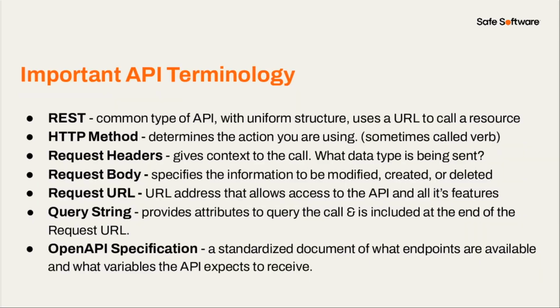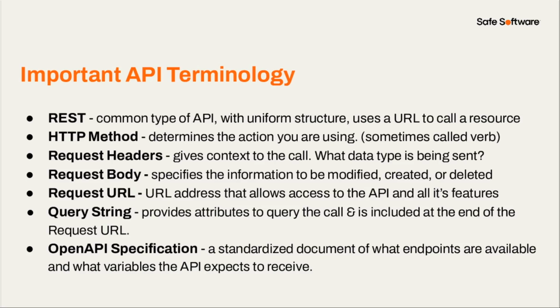So I'll go over some important API terminology. So REST is a common type of API with uniform structure, uses a URL to call a resource. The HTTP method determines the action you are using. It's also sometimes called the verb. Most commonly it's get, post, delete, or any of those.